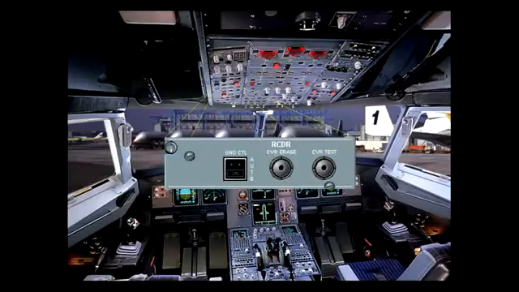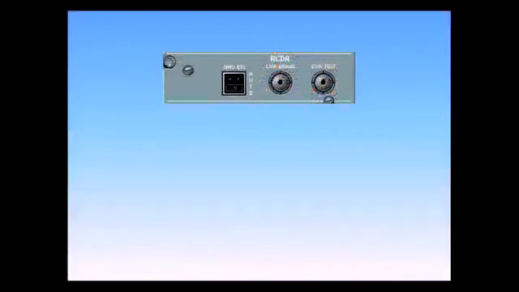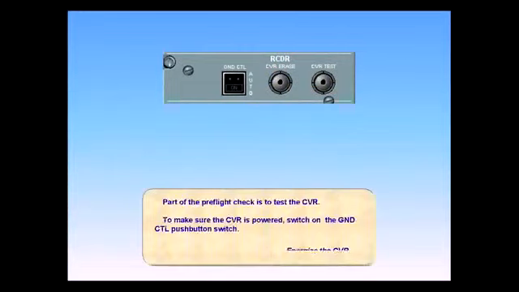You are in the cockpit preparation phase. As soon as electrical power is supplied, the CBR runs automatically for 5 minutes, then shuts off until first engine start. Part of the pre-flight check is to test the CBR. To make sure the CBR is powered, switch on the ground control push-button switch. Energize the CBR.